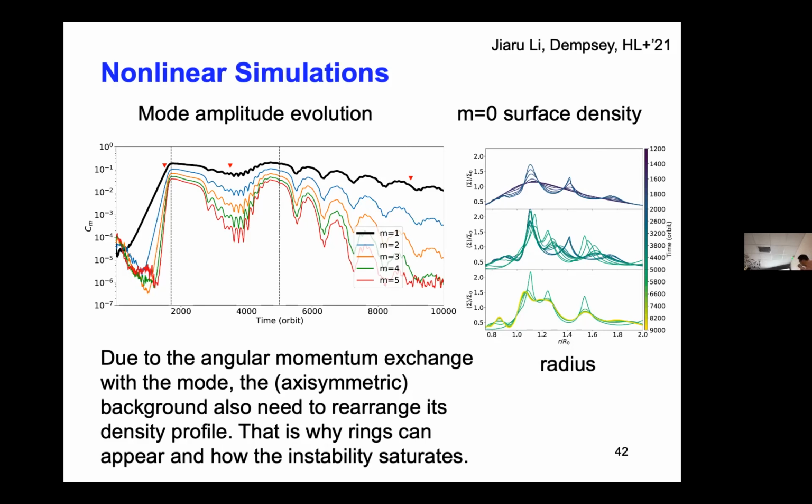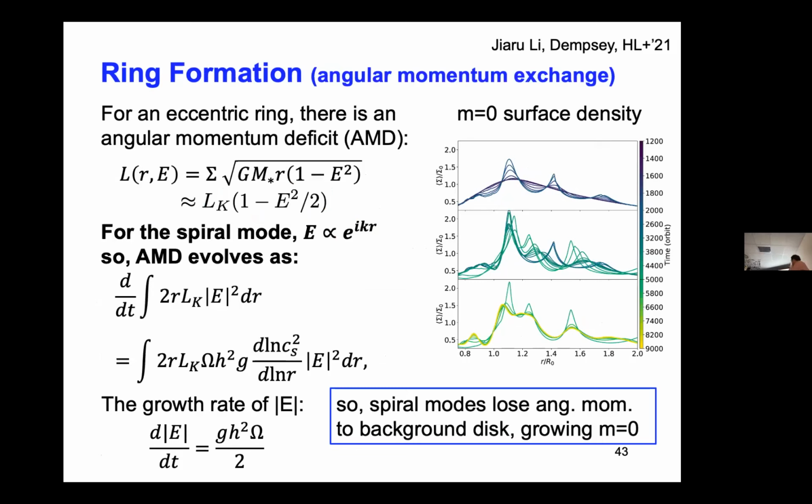Now you ask what's actually happening in terms of angular momentum. For eccentric modes, if you imagine an eccentric ring, compared to the Keplerian ring, the circular ring, it has a smaller angular momentum, because if E is small, you expand this. If E is 0, you get back to the Keplerian, but if E is finite, you get a smaller one. The eccentric ring has a smaller angular momentum than the circular ring. Okay.